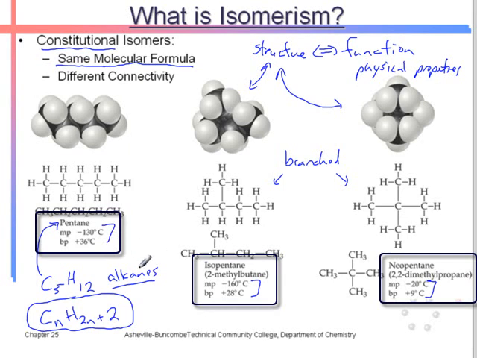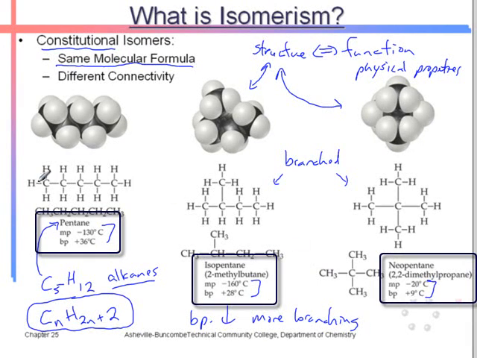What you can see, and let's just look at boiling point. What we see is that the boiling point decreases as we go into a more highly branched molecule, which is, well, what you need to know. So boiling point decreases as you get more branching in a set of constitutional isomers.